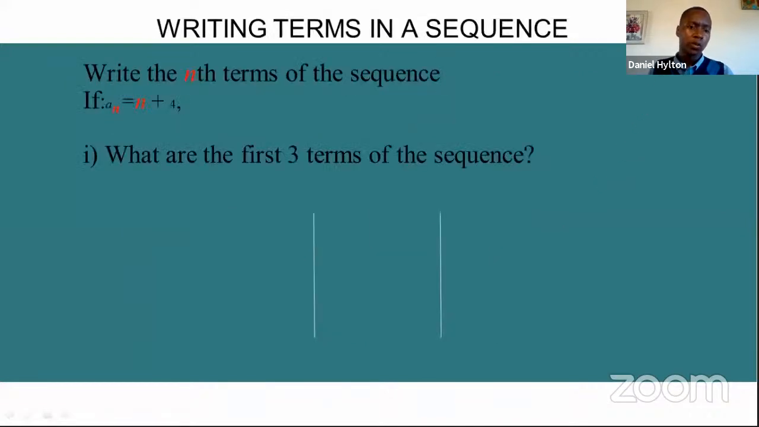All right, so let's look at this one. Write the terms of the sequence if a sub n is equal to n plus 4. So this might look a little bit strange to you guys, this a sub n, but that's another way of writing the nth term. So don't be surprised. Write the first 3 terms of this sequence.